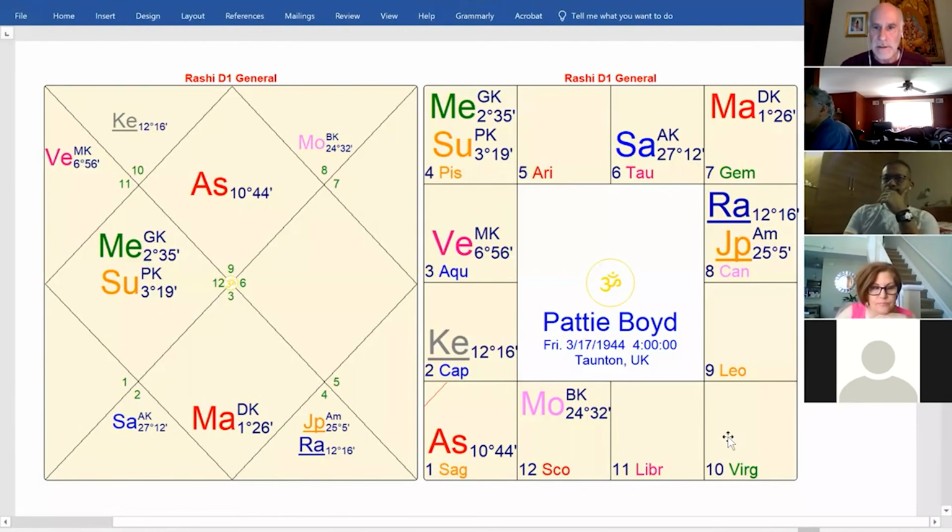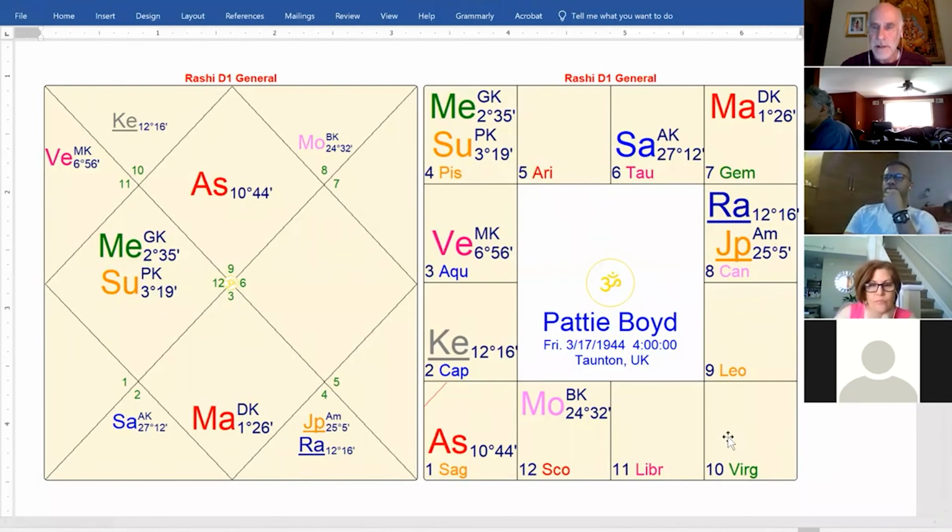So someone please indicate when they are seeing a chart of a person by name of Pattie Boyd. Tell me when you're seeing. Okay. Well, does anybody recognize the name Pattie Boyd? You probably have to be from my generation, meaning you're really, really old, to recognize this name. Does anybody recognize the name? No?